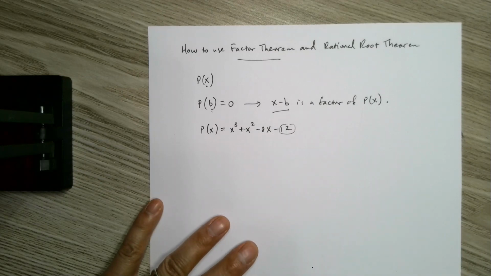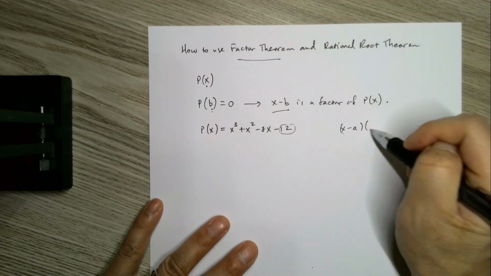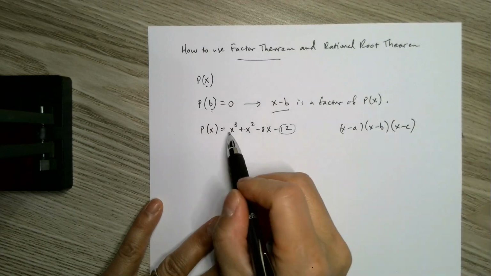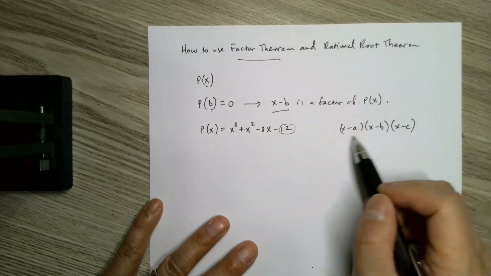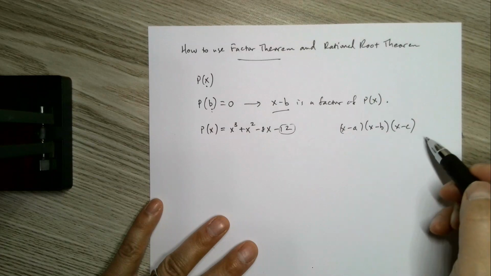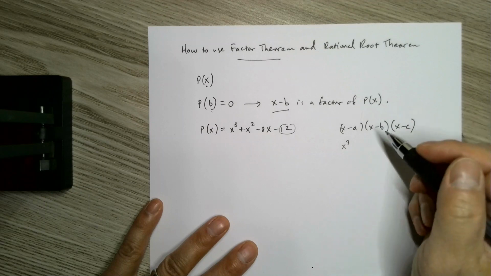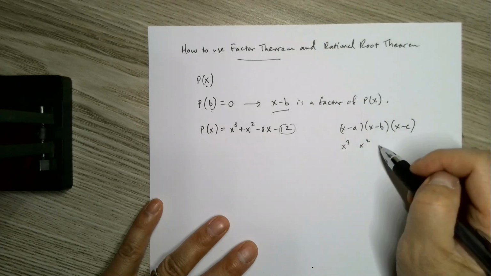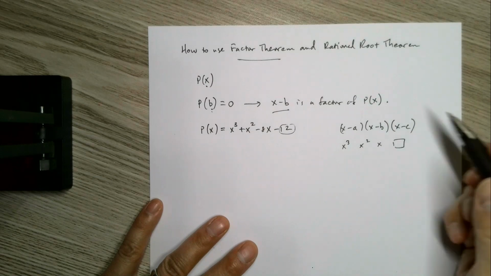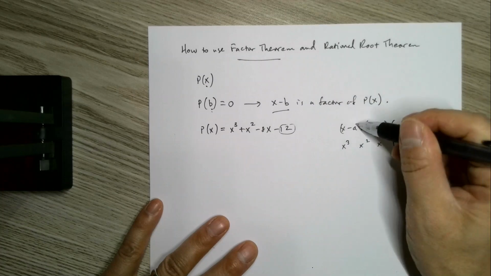So imagine what a factored form of a polynomial looks like, at least a polynomial with a lead coefficient of 1. When it's factored, it's going to look like this, right? And when you multiply these binomials out, you're going to get an x to the third term, an x squared term, an x term, and then you're going to have a constant here, right? Well, where does that constant come from? It's going to be the product of a, b, and c.